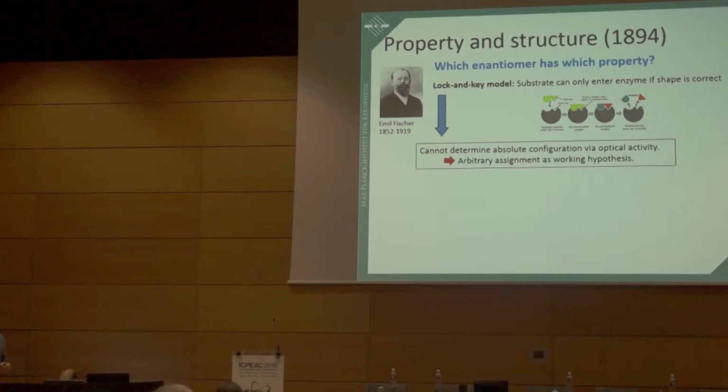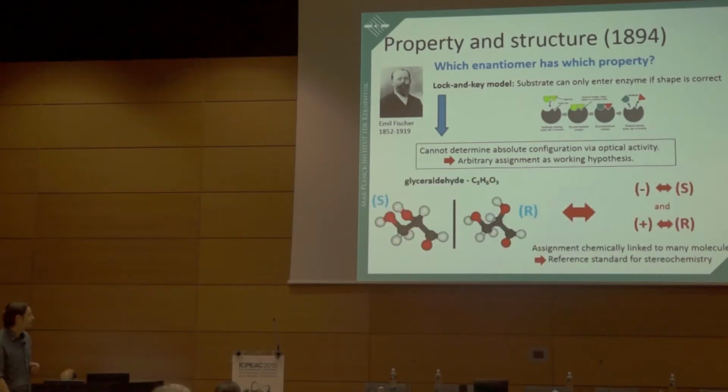But since he could at that time not determine the absolute configuration via optical activity, he thought, okay, it might be good to have at least an arbitrary assignment as a working hypothesis. So he took glyceraldehyde. You can see here these two configurations, which are labeled S and R. Again, this is by the CIP rule. And then he arbitrarily assigned the S configuration to have the optical rotation direction minus, and the R configuration to have the optical rotation direction plus.